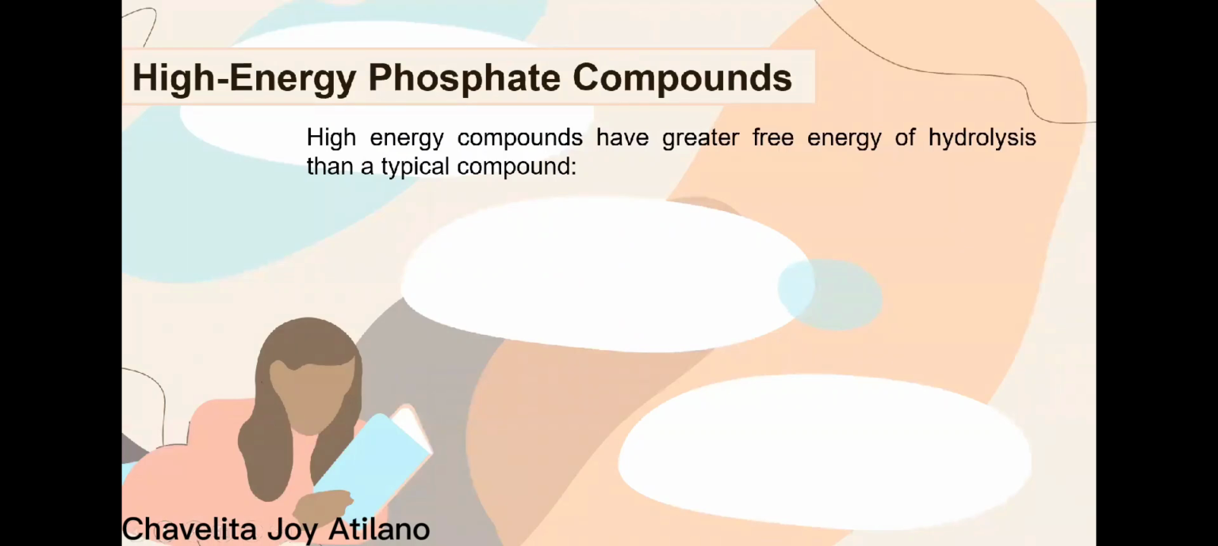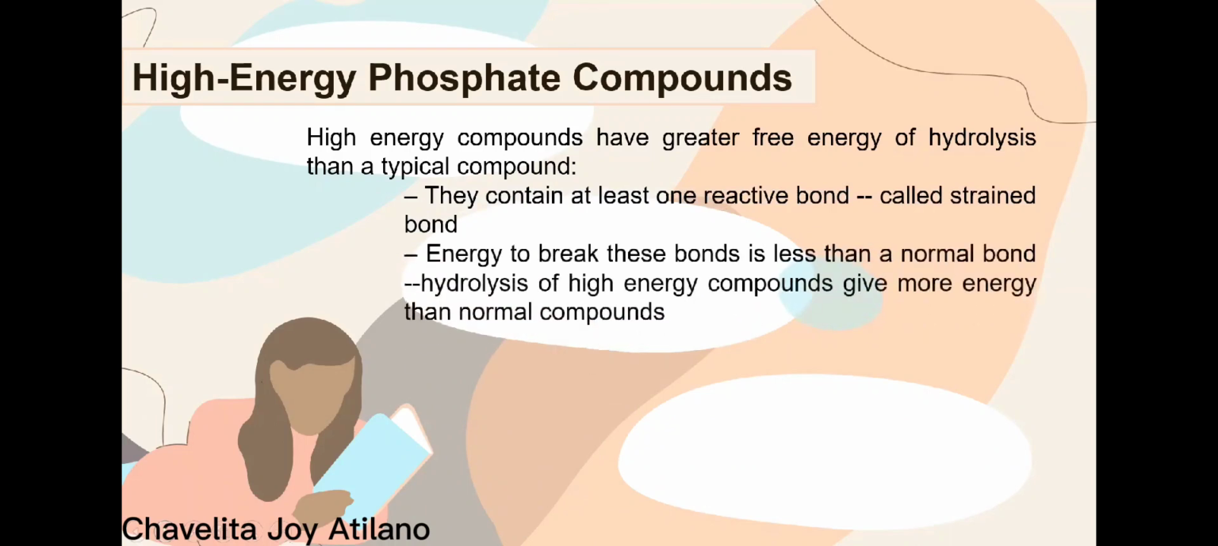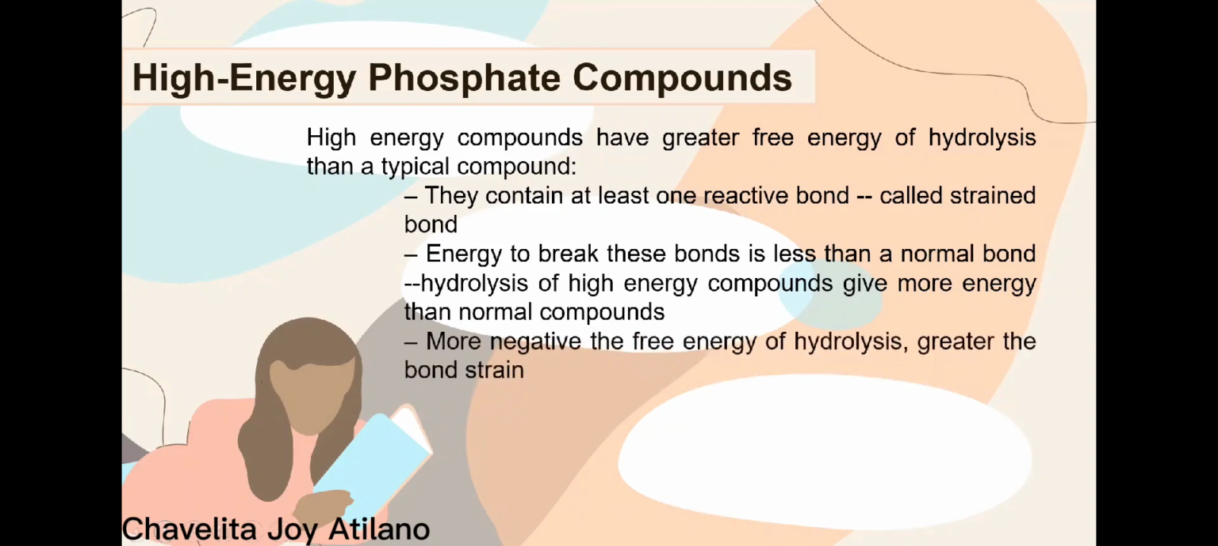High-energy phosphate compounds have greater free energy of hydrolysis than typical compounds. They contain at least one reactive bond, what we call strained bonds. The energy to break these bonds is less than for a normal bond, or the hydrolysis of high-energy compounds gives more energy than the normal compounds. The more negative the free energy of hydrolysis, the greater the bond strain.